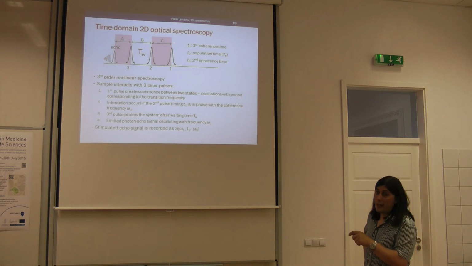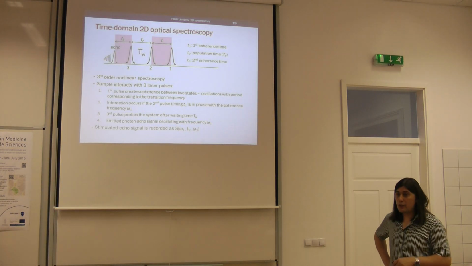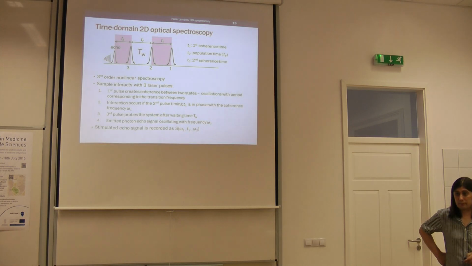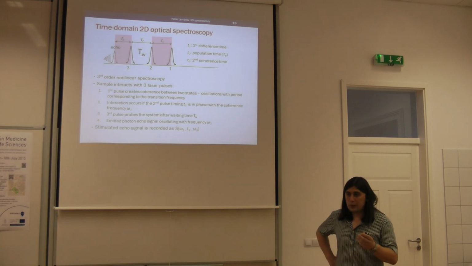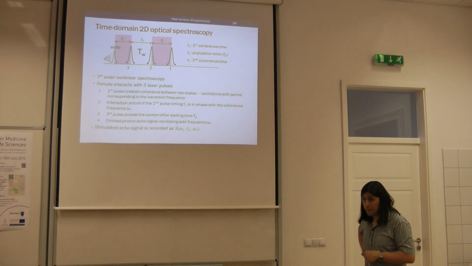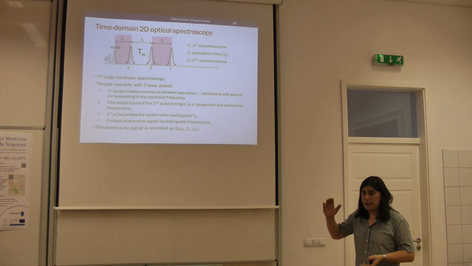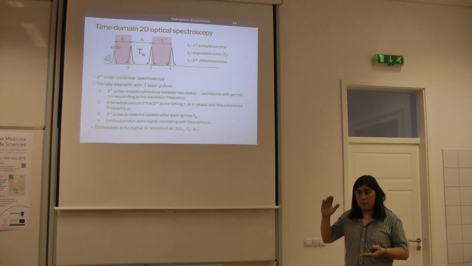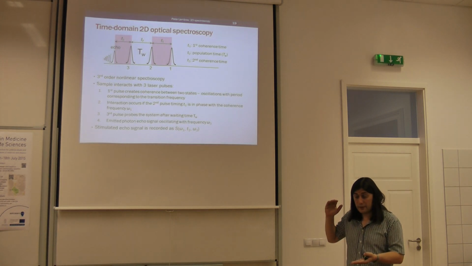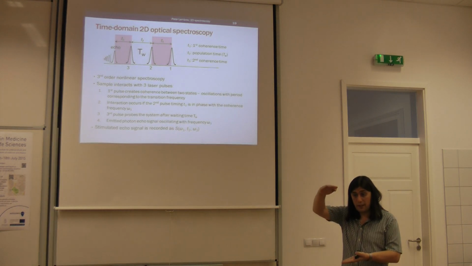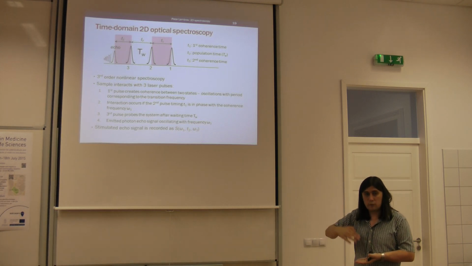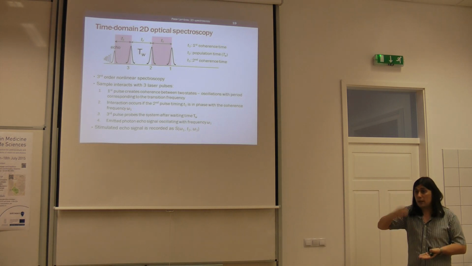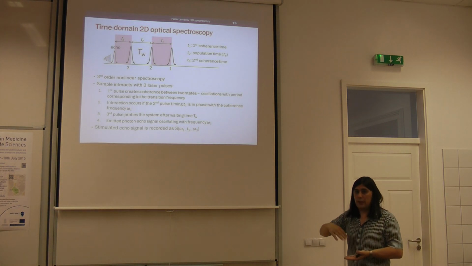The first pulse interacts with the sample and creates a coherence. What is a coherence? What happens when the pulse interacts with the sample is we create coherence. It means a superposition of quantum states, where let's say one is the ground state, one is the excited state, and the system will oscillate between these two. Because when we have a superposition between two eigenstates, the system will oscillate between the two.